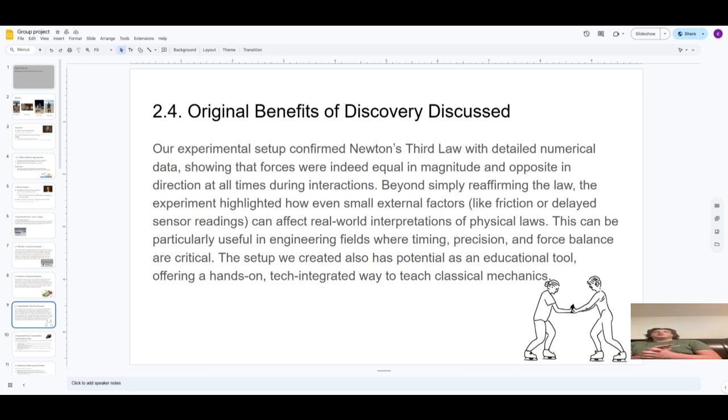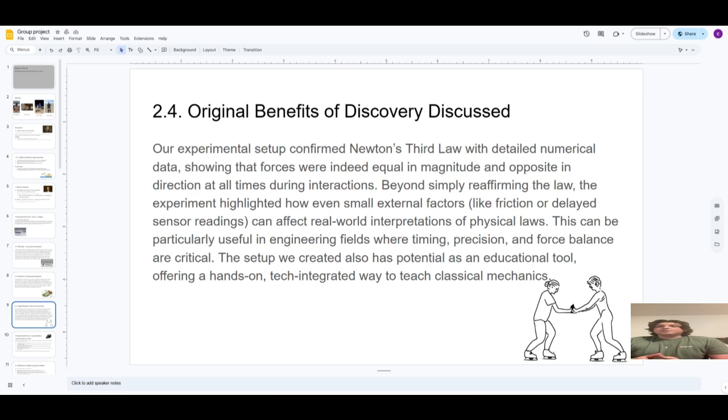2.4, the original benefits of discovery discussed. Our experimental setup confirmed Newton's third law with detailed numerical data showing that forces were indeed equal in magnitude and opposite in direction at all times during interactions.